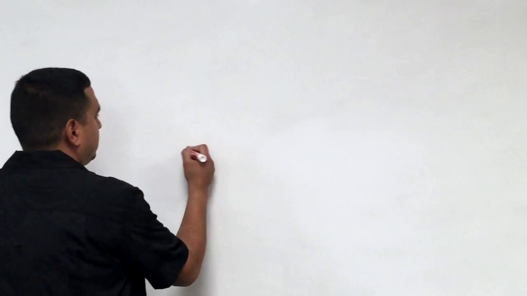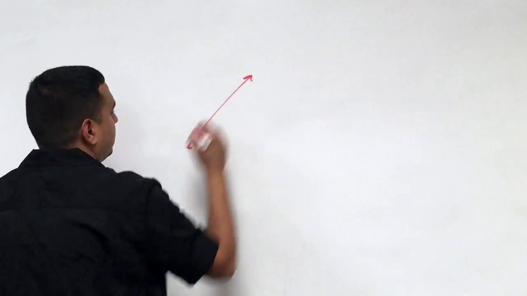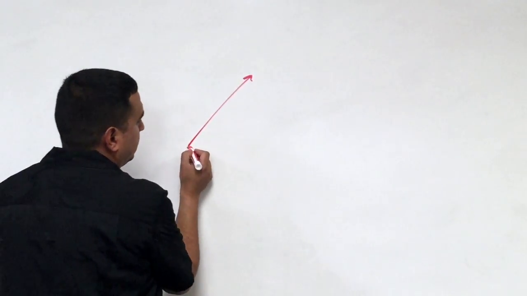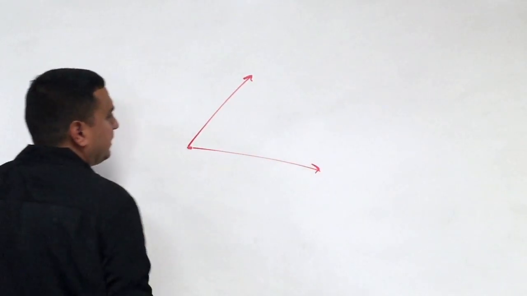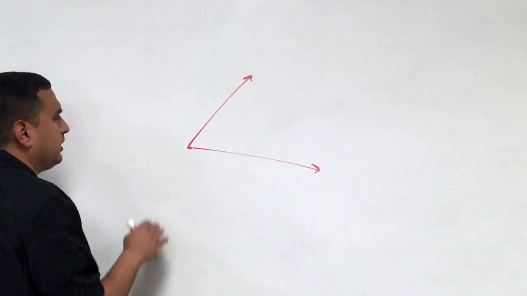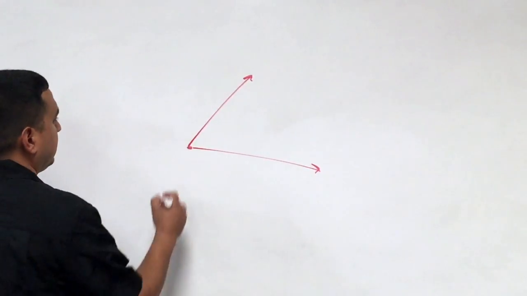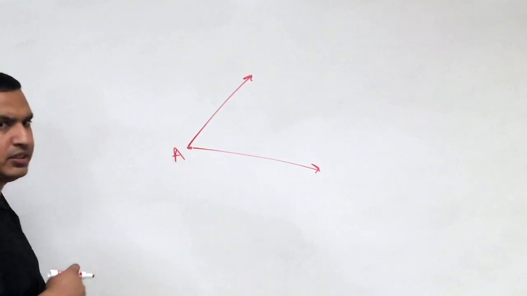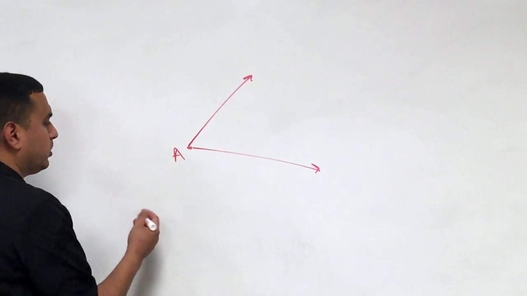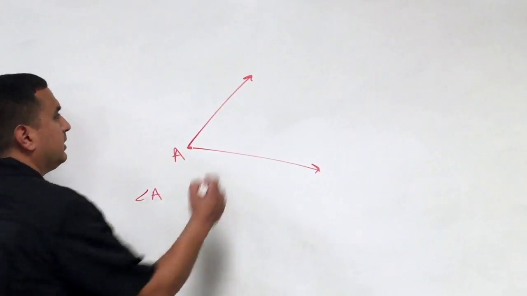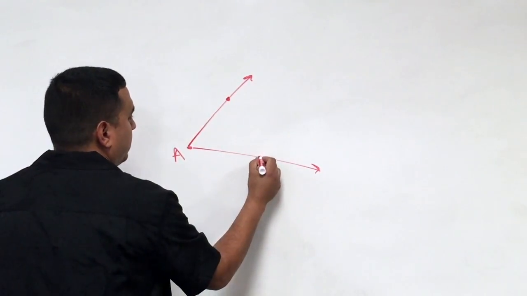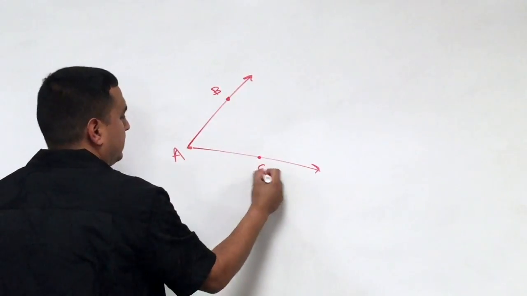If we draw an angle, I have some endpoint here, and then I draw a ray going one direction, and then a different ray going in some other direction from this same endpoint. That's going to give me an angle. Usually one way that the angle is named is with the vertex. So if I put that as my vertex A, then I could call this angle A.